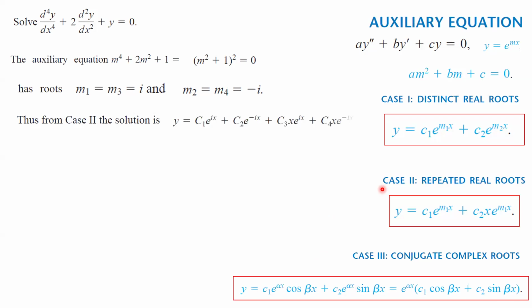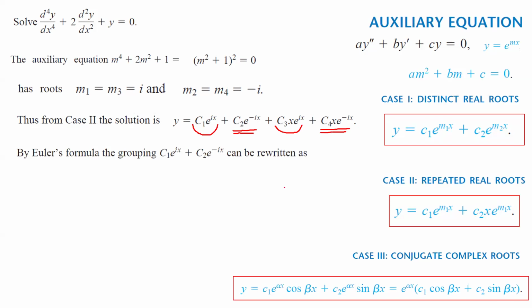From case 2, the solution is c1 e to the power ix plus c2 e to the power -ix plus c3 x e to the power ix. Again, remember that i is a repeated solution. So you're going to have c1 e to the power ix, c3 x e to the power ix, and c2 e to the power -ix, and c4 x e to the power -ix. It doesn't matter if you have a real solution or complex solution. As long as you have repeated solutions, it means that you have to have x present.